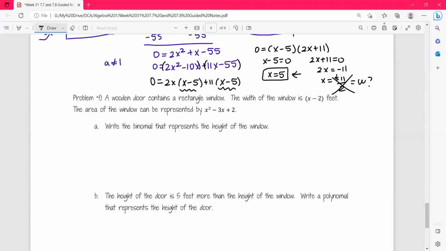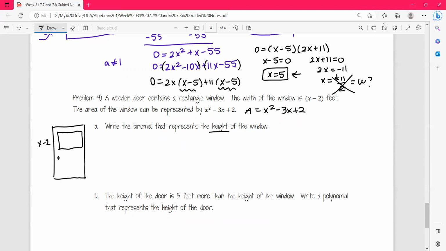Okay, let's check out problem 4. A wooden door contains a rectangular window. So let's draw this. I've got a door and I've got a window. The width of the window is x minus 2. The area of the window can be represented by x squared minus 3x plus 2. Write the binomial for the height.